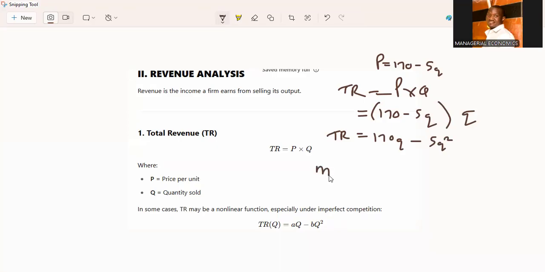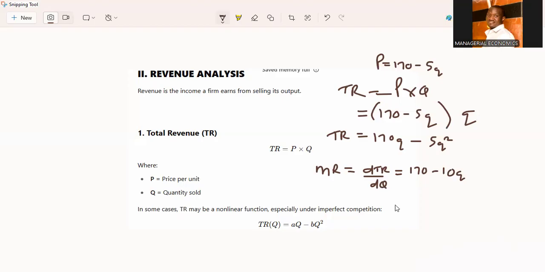And what is our marginal revenue? Our marginal revenue is when you differentiate the TR over the Q. So we are differentiating. 170Q differentiated will be 170. How about 5Q squared differentiated? It will be 10Q. So we're not dividing by Q. We leave it there as it is.